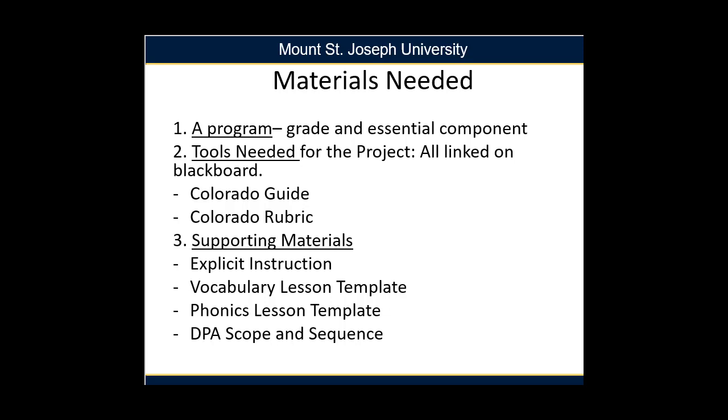So here are the materials that you need in order to complete a review. You need a program, and for our project, I'm asking that you just look at one of the essential components of reading. So you want to choose the grade level and then the essential component that you want to look at. So for example, you could choose a kindergarten program that's focused on phonological awareness. And if the program focuses on more things than phonological awareness, for the purpose of this review, you're just going to look at how it teaches phonological awareness.